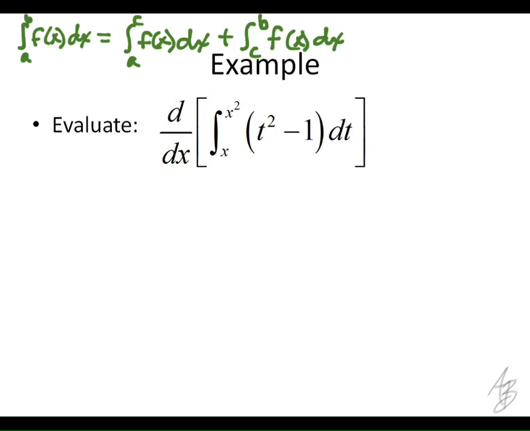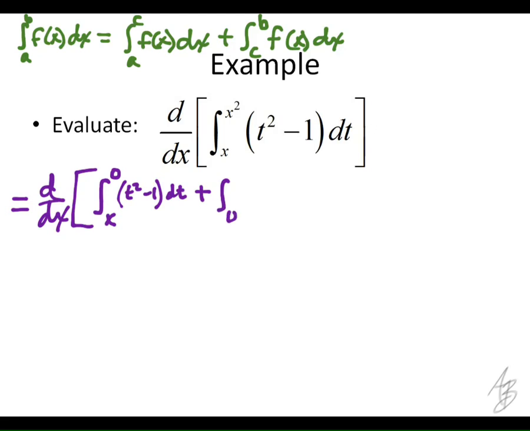All right, so let's rewrite this, and I'm going to be sure that I write the entire problem here. So this is equal to the derivative with respect to x of the integral from, now the x is going to stay on the bottom, and we're going to put 0 on top, of t squared minus 1 dt plus the integral from 0 to x squared of t squared minus 1 dt. Now, first of all, does anybody have any questions about what I did there?